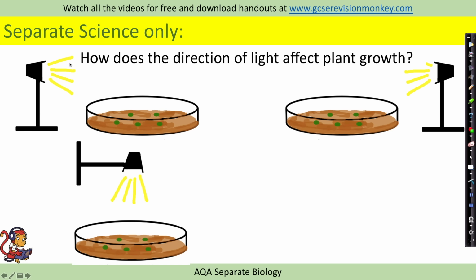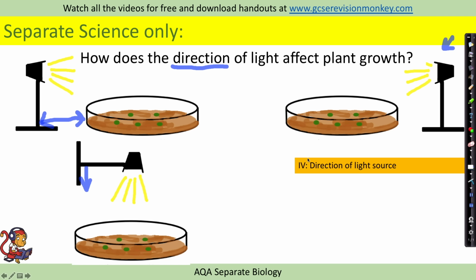A different question that you might want to ask might be, how does the direction of light affect plant growth? So this time keeping the distance between the lamp and the Petri dish the same, but changing the direction. So perhaps having the light coming in from the left or the right, or from directly above, for example. So in this case, our independent variable would be our direction of the light source. Our dependent variable might be recording the direction of the plant growth.